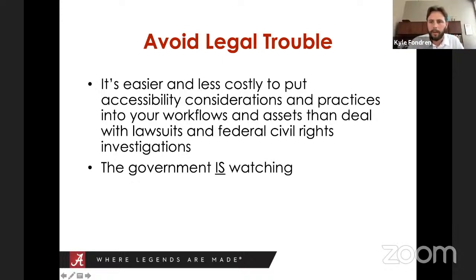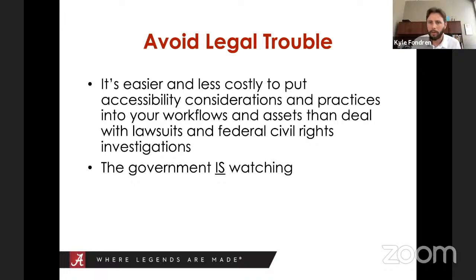So looking back at it from a leadership perspective, incorporating accessibility principles into your workflows and resource stack is going to help you avoid legal trouble. It's way easier to put in accessibility considerations and practices and make that a priority in your institution, in your workflows and in your purchasing process, than deal with lawsuits that can drag out for years and be very costly, and federal civil rights investigations. And another point we want to make, the government is watching.